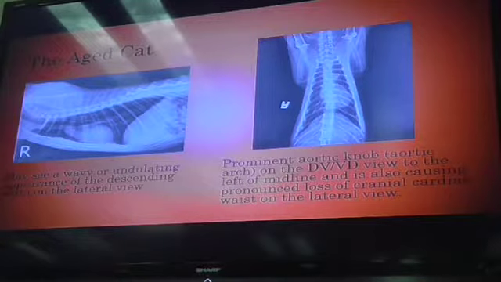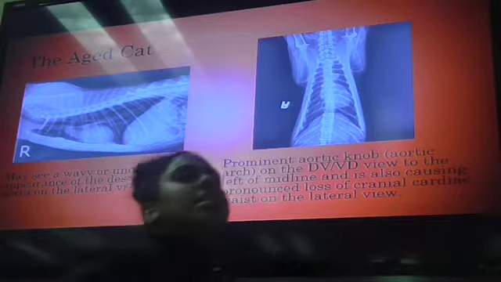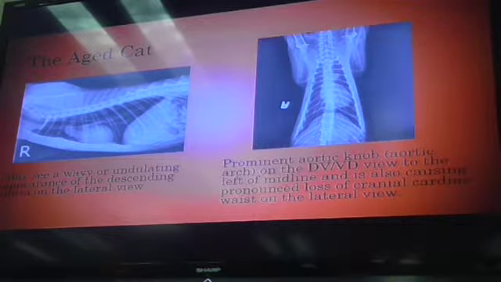All right, so let's talk about, that is loud, Jesus, the aged cat. Okay? This is going to be my first intro slide because this is a normal variation of the older cat. However, some literature will cite that it is associated with some type of endocrine dysfunction or abnormality. But what you'll see is this very prominent aortic arch in some of our older cats, and you'll see a knob on the VD.